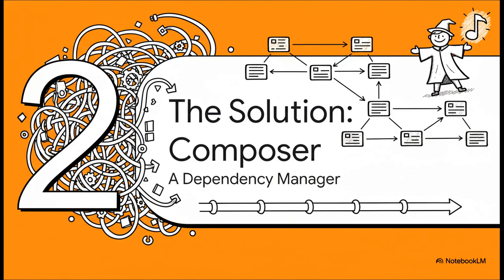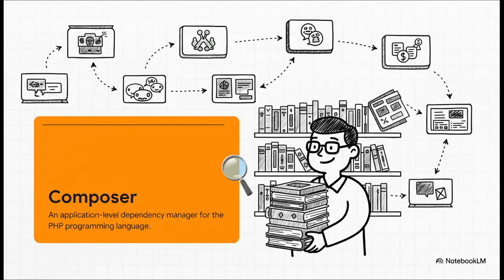But then, right around the early 2010s, a solution finally showed up. A tool that was specifically designed to bring some order to this chaos and drag PHP development into the modern era. And that tool was Composer. Okay, that definition sounds a little dry and technical. I get it. But let's break it down. Application level just means it manages the code for each project separately so they don't mess with each other. And dependency manager? Well, think of it like a professional librarian for your code. You just hand it a list of the books you need, and it goes out, finds the exact right version of each one, and organizes them perfectly on your shelf for you.